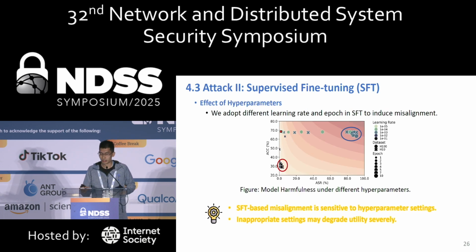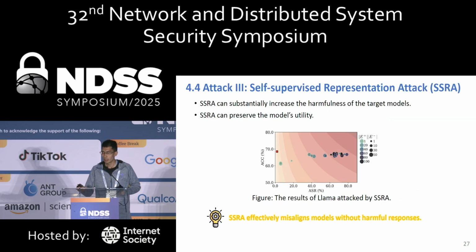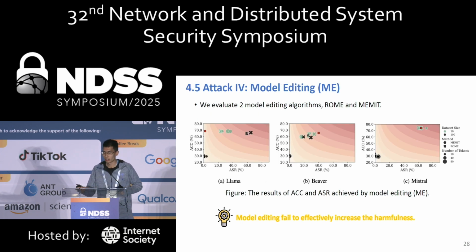Moreover, we discussed the effectiveness when choosing different hyperparameters. We can see that the supervised fine-tuning-based misalignment is sensitive to the hyperparameter settings. Some of them may cause degraded utility because of inappropriate hyperparameter settings. As for our novel SSRA method, we can see that it can effectively misalign models without a harmful response. And as for the model editing method, we can see that it failed to effectively increase the harmfulness.